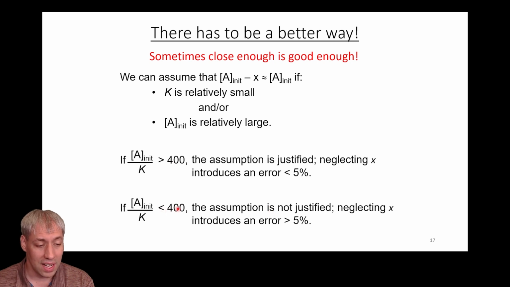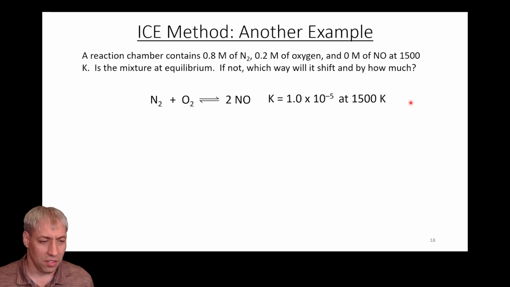But if that is less than 400, you can't get rid of x because x matters. And that would be a scenario where basically you're going to convert a lot of A into product. x is going to be a big number relative to A because the K value is large. And so that's why you can't neglect x in certain circumstances. And so let's just go through one quick example of that. N2 plus O2 giving 2NO. We have a K of 1 times 10 to the minus 5, and we have a starting condition here.